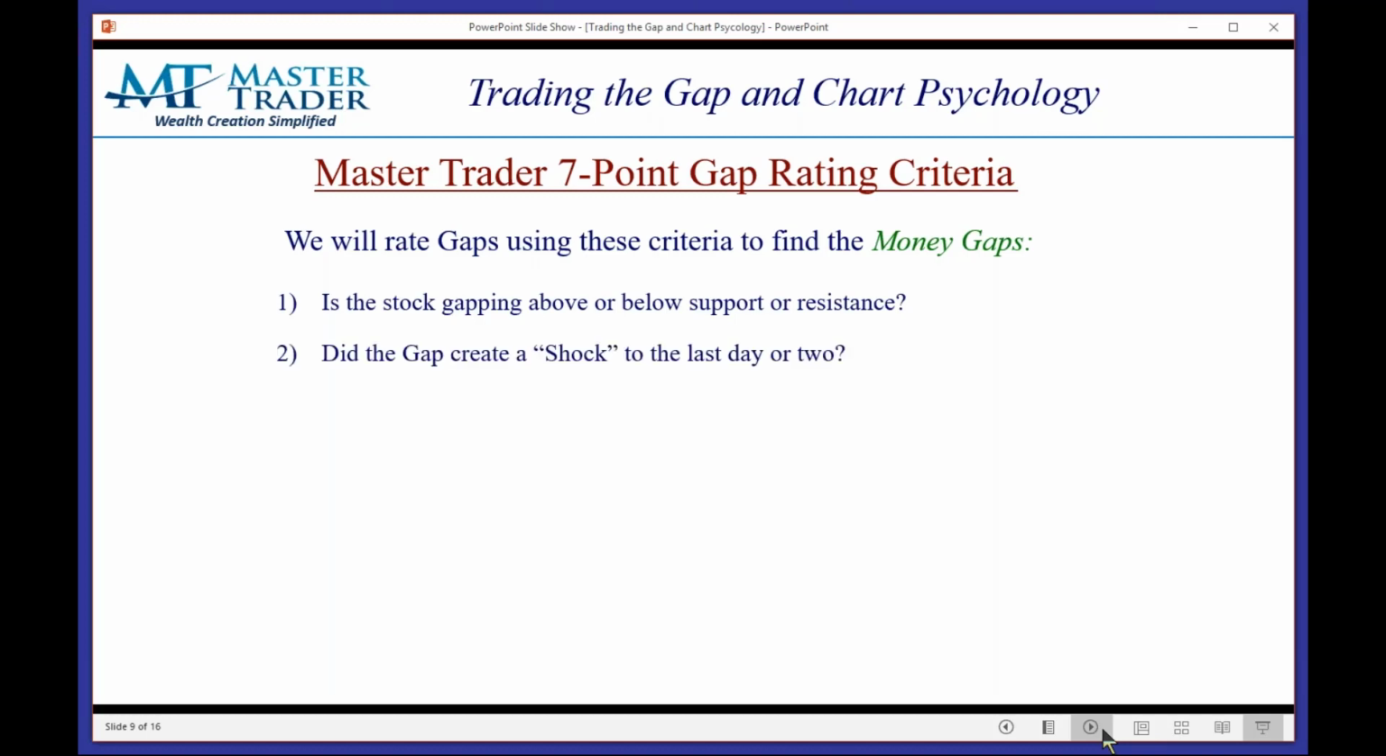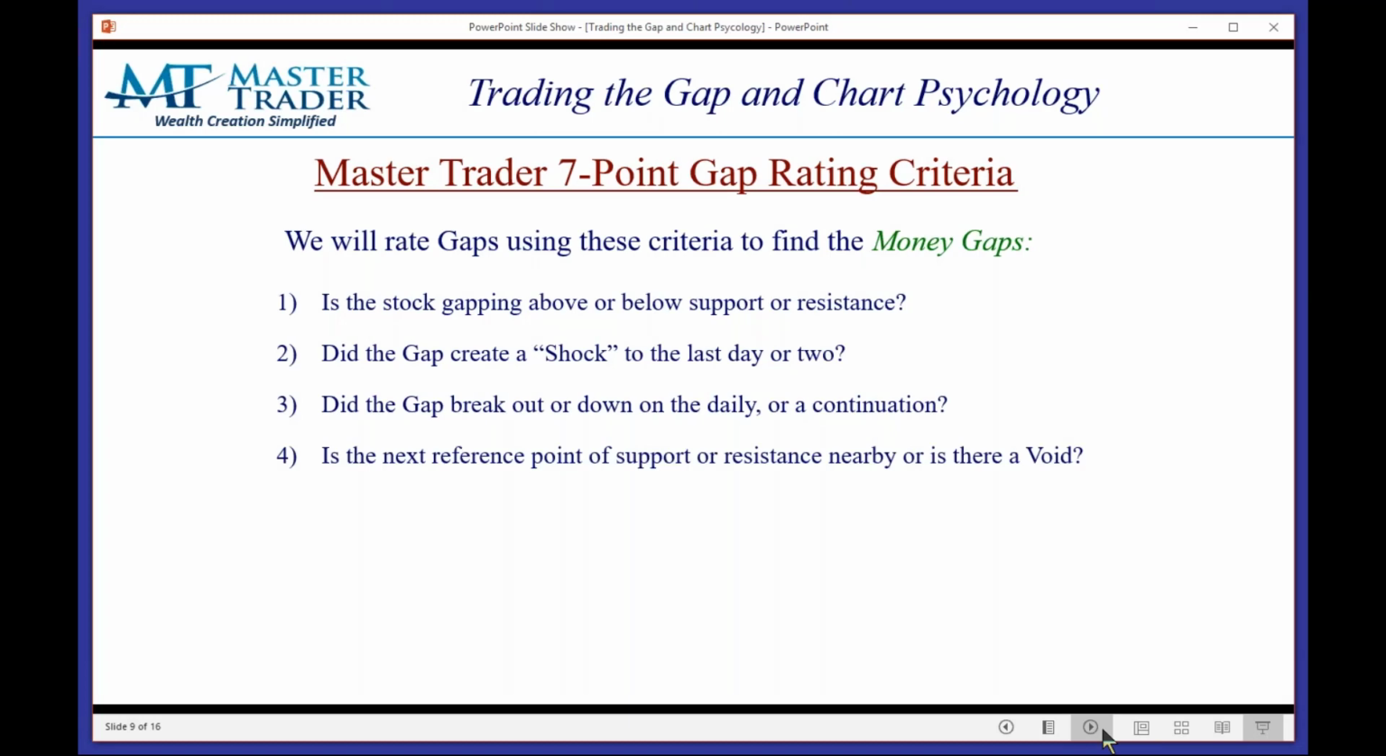Was there a shock in the last day or two? Like that last chart that we looked at. Did it attempt to go down and then reverse back up again where traders got caught? Did it break out or break down above a consolidation? That was the beginning of that prior chart that we looked at. Is the next reference point of support or resistance nearby, or is there a void? We're looking for the void because now there's no reference point for other traders to sell into. If there's a chop, a congestion nearby, we're not interested.